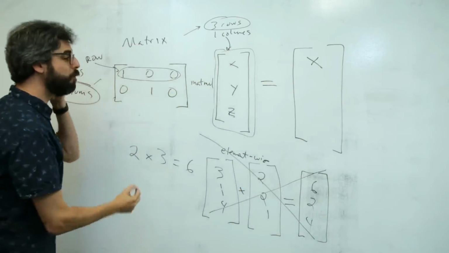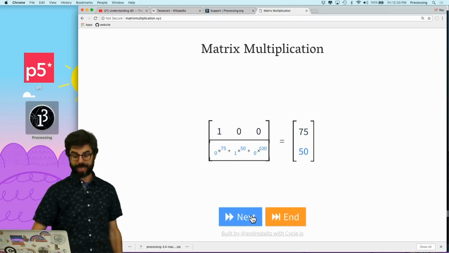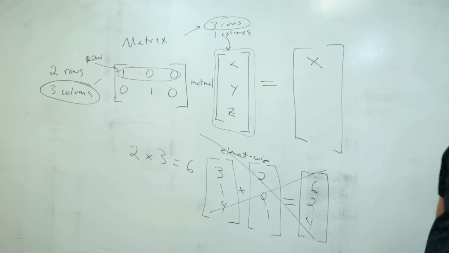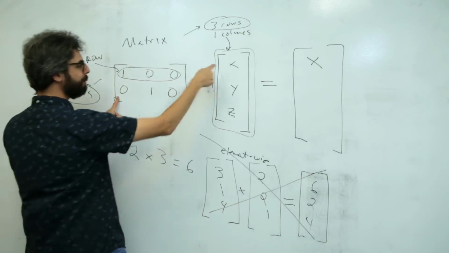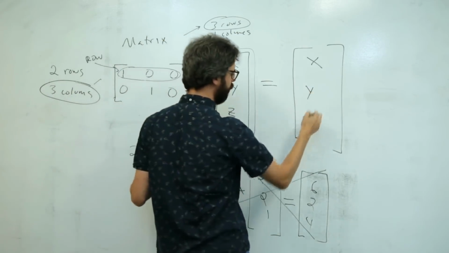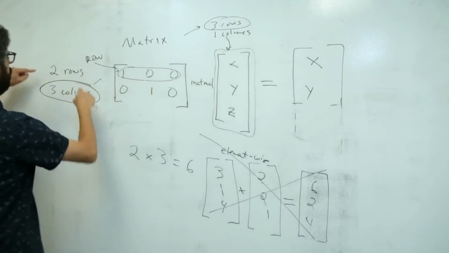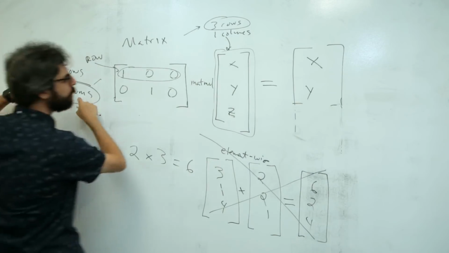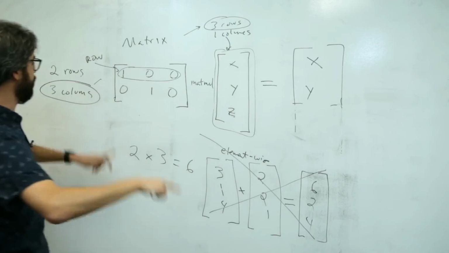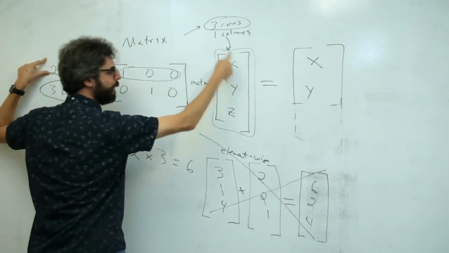X. Now I'm going to do exactly the same thing. We can confirm this. Then we do exactly the same thing for the second row. Press this button. I'm going to take 0 times x plus 1 times y plus 0 times z, and I'm going to get y, and then I am done. So a 2 by 3 matrix multiplied by a 3 by 1 matrix results in what? A 2 by 1 matrix.